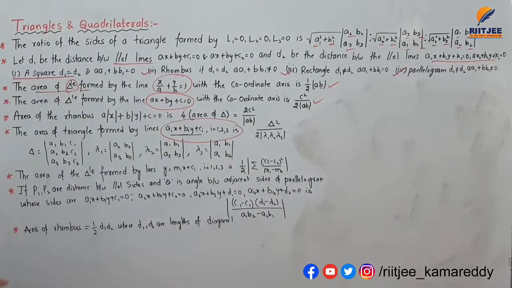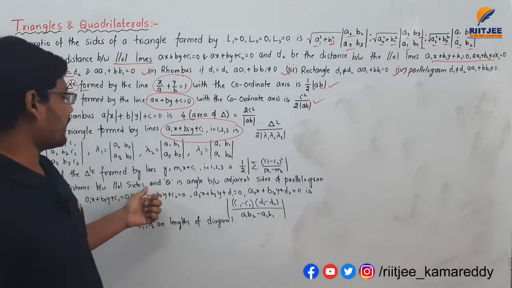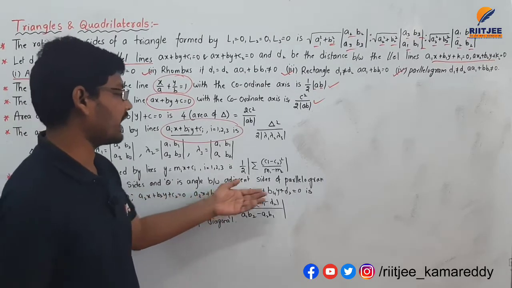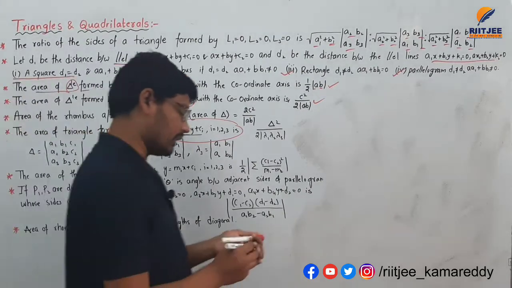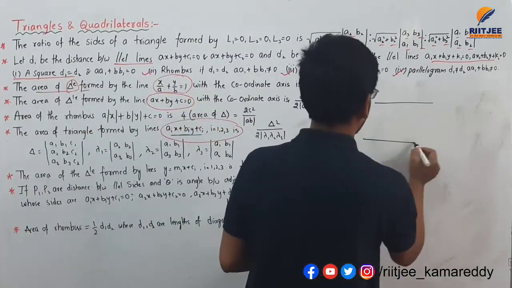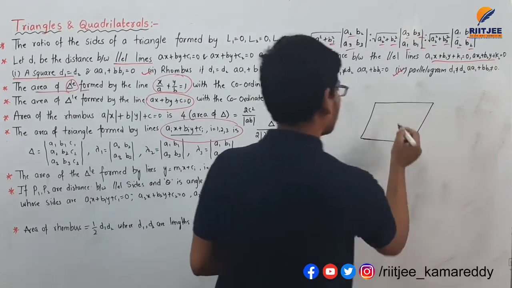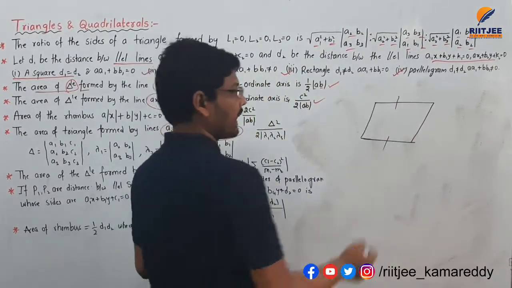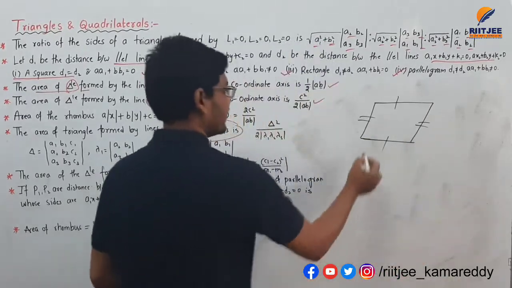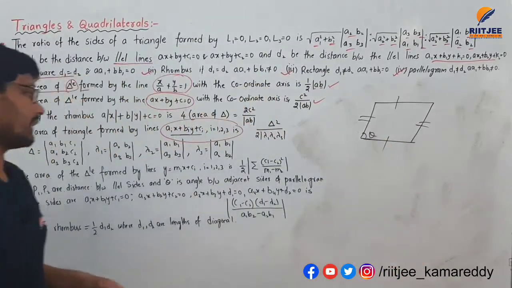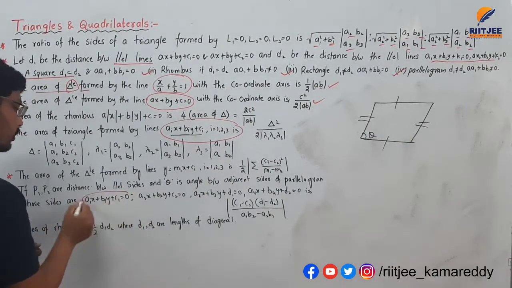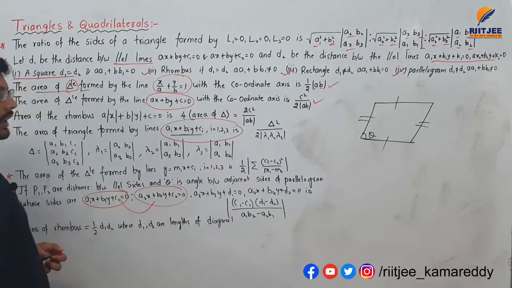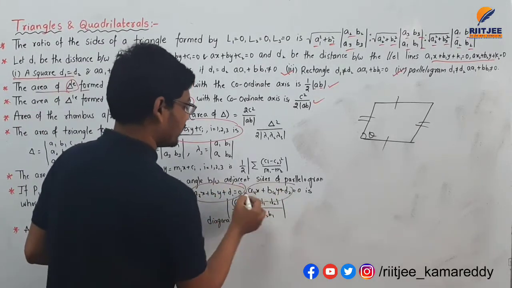And the next one is, if p1, p2 are distances between parallel sides of a parallelogram and theta is the angle between adjacent sides of a parallelogram. Here he is given a parallelogram. This is one set of parallel lines, and this is the second set of parallel lines. Here theta is the adjacent angle between two straight lines, where these two are one set of parallel lines and these two are the second set of parallel lines.